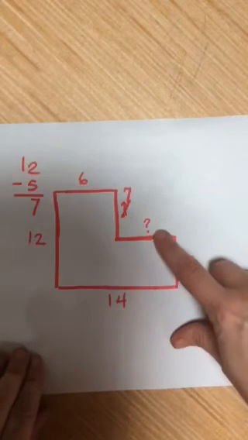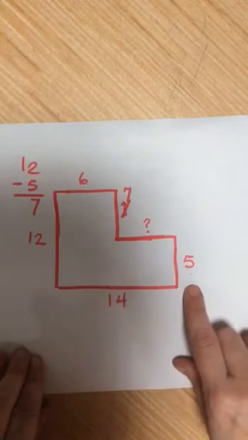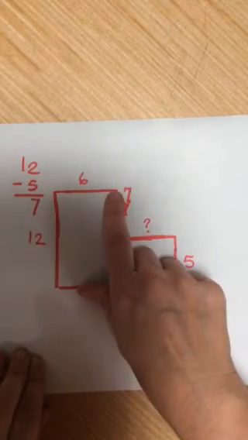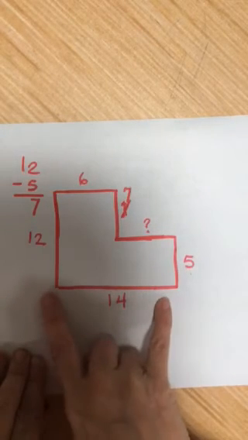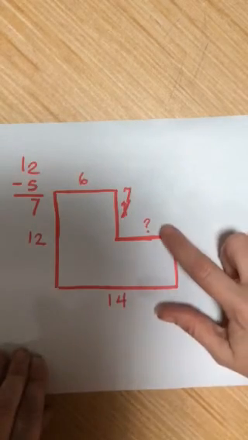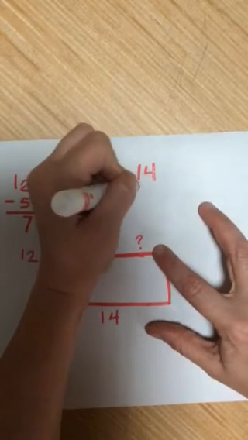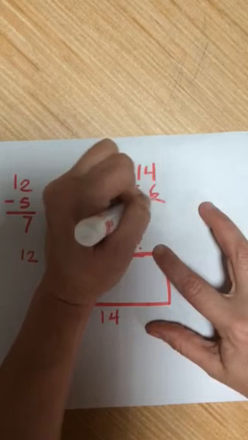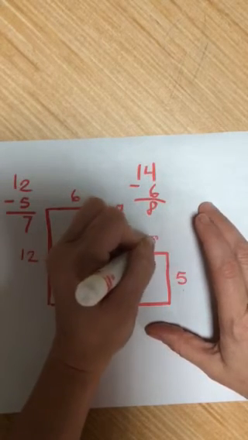We could do the same thing for this little question mark here. We know that the distance of this one is 14 and the distance of this one is 6. But if it kept going, it would be the same distance as this one. So in order to find this one, we have to take the 14 minus the 6, which would be 8. So this one is no longer a question. We know that it's 8.